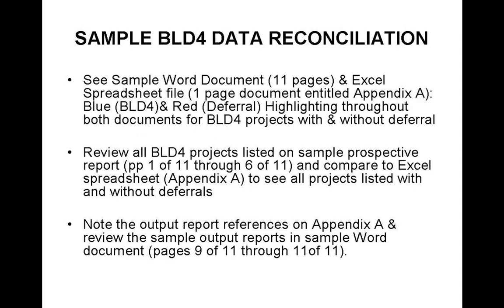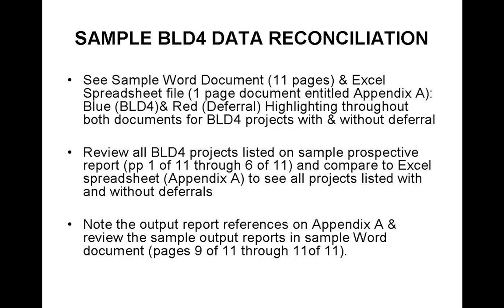So if you look at that sample document, the 11 pages in the Excel spreadsheet file, Appendix A, we're going to review all Build 4 projects listed on the sample prospective report, which is pages 1 of 11 through 6 of 11, and compare them to the Excel spreadsheet on Appendix A to see all the projects that are listed with and without deferrals. On Appendix A, I had noted the output report references, and we'll be reviewing these sample output reports in the Word document that will tie back to show where those totals are on the output reports.